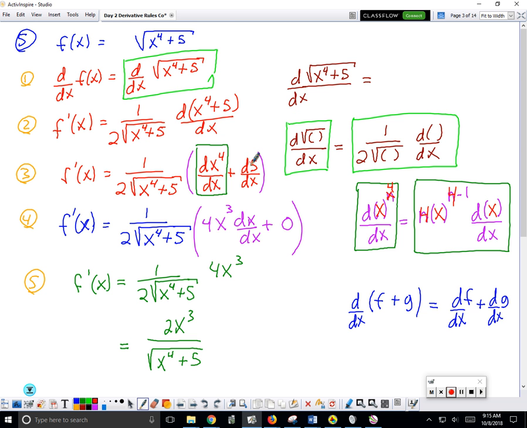Don't forget that here, you've got one big fraction. The numerator factors are 1, 4, and x cubed. The denominator factors are 2 and the square root. So because everything's factored, these 2 can divide, 4 and 2. Next one.